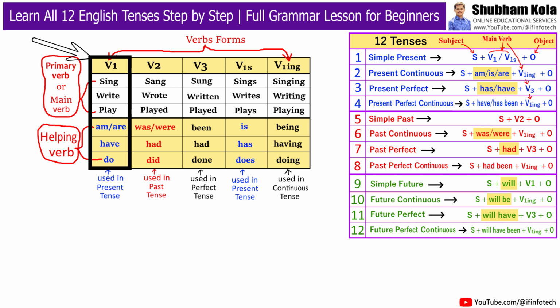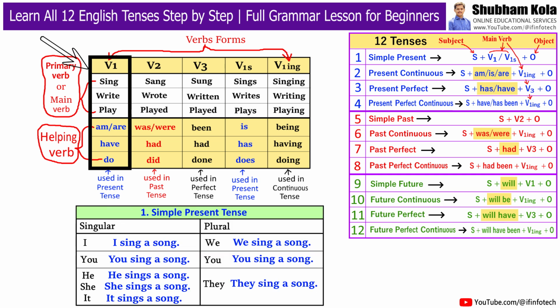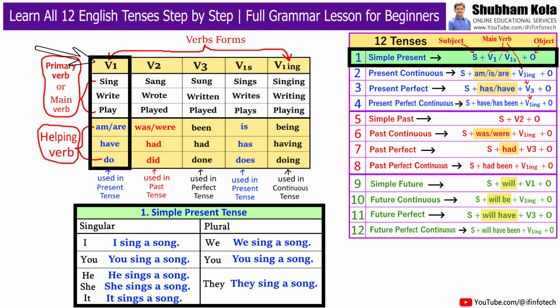Now let's look at the different forms of verb like V1, V2, V3, V1S and V1ing. First is V1. V1 means the base form of verb. For example, sing is the base form of verb. We use V1 in simple present tense.